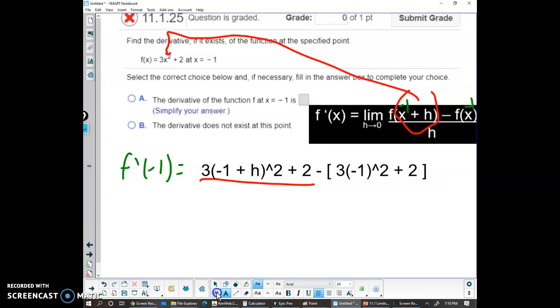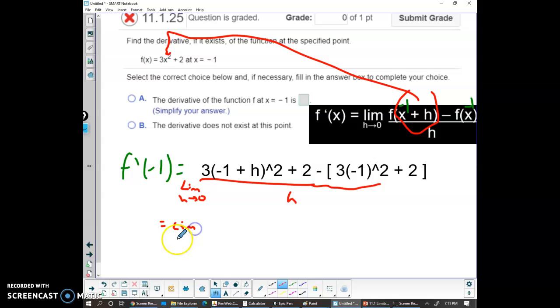I also was sloppy. This is all over h, and then I forgot to put my limit notation. So this is the limit as h approaches 0. If you don't have this part, then you're really not finding the derivative. All right, line 2 here.